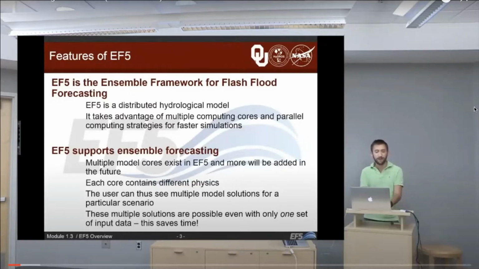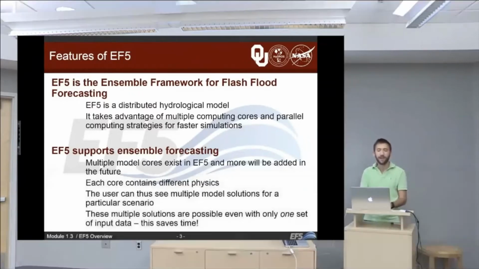EF5, as the name implies, supports ensemble forecasting. So there are multiple model cores that currently exist in EF5, and more are consistently being added to the program.